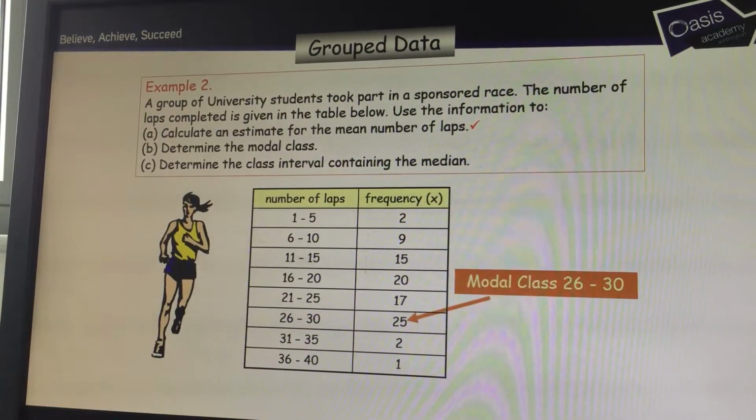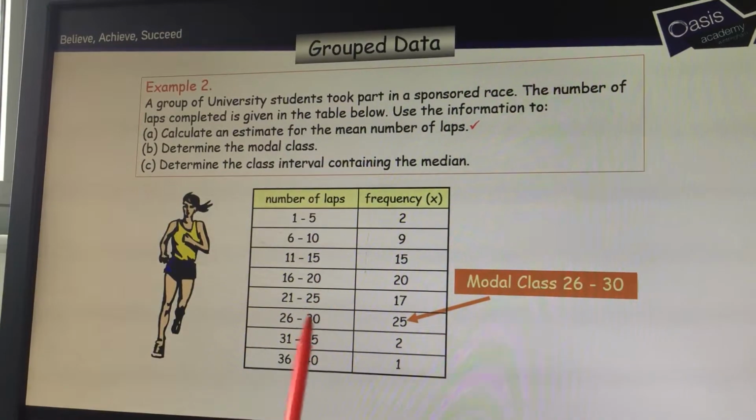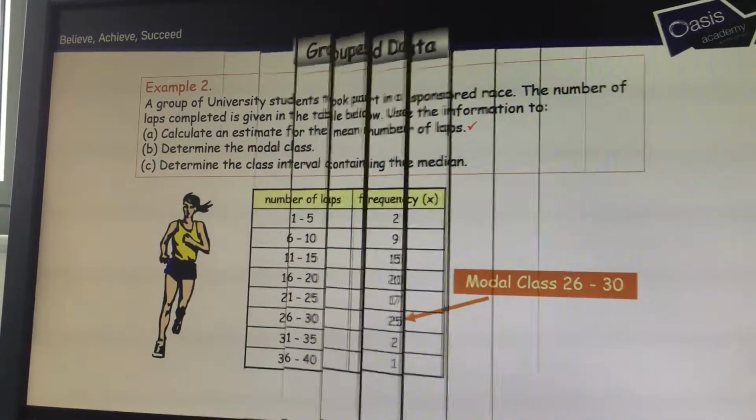Okay, this is a little bit different. The modal class is the group that has the most people in, or the most things in. So this group has the most people in, so that is the solution.